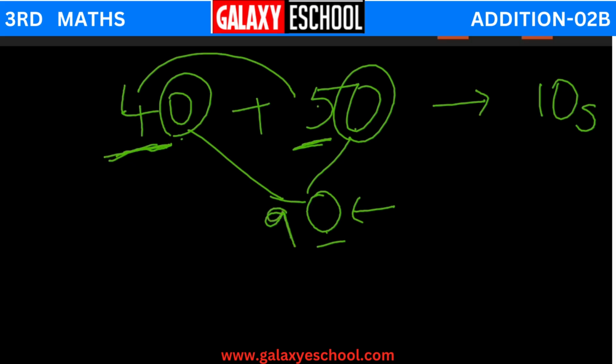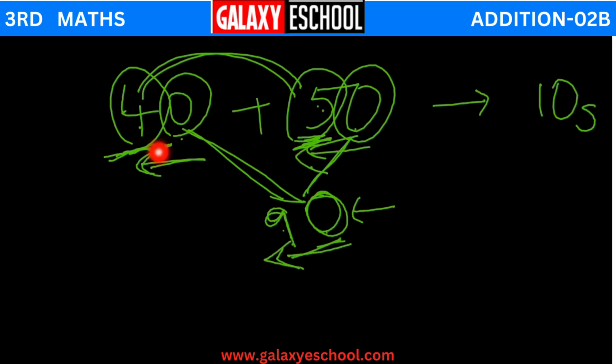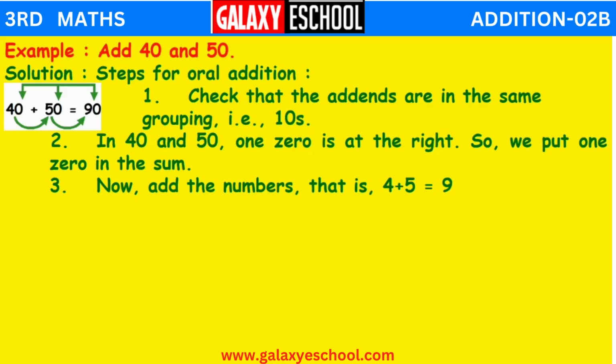So we'll write 9. Now here the numbers are to the left of 0, right? So 4 plus 5, 9, is also written to the left of 0. Understood, children? As both the numbers had zeros, we wrote a 0, and then we added the numbers 4 and 5. 4 plus 5 becomes 9. As the numbers were to the left of 0, we wrote 9 also to the left of 0. So 40 plus 50 becomes 90.